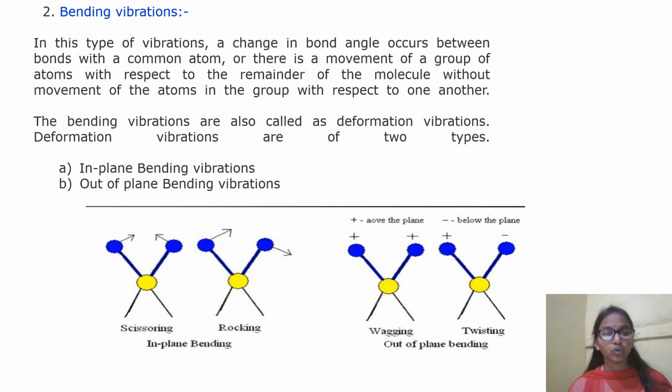Deformation vibrations are of two types. First one is in-plane bending vibration. Second one is out-of-plane bending vibration. These are the two diagrams of in-plane bending vibration and out-of-plane bending vibration.